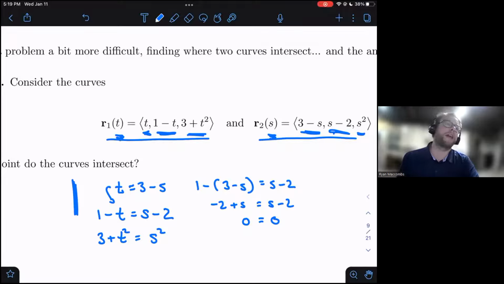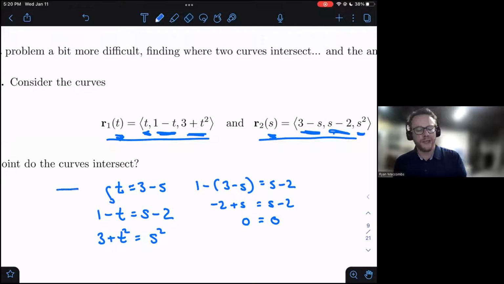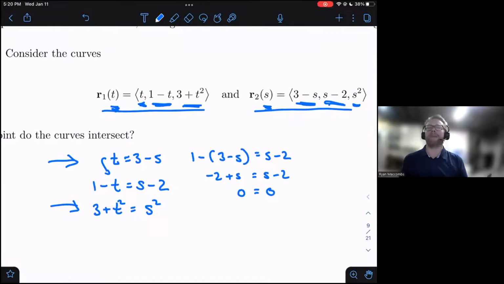And that's why I wanted to bring it up in this example, just to show you that sometimes you may get something that doesn't really help you solve for what t is equal to and what s is equal to. And so in that case, okay, we will reluctantly bring in the third equation. So I'm going to focus in on the first and the third equation. Even though it's a bit more complicated, it turns out that we need it because the first two really didn't help us solve for what t and s need to be.